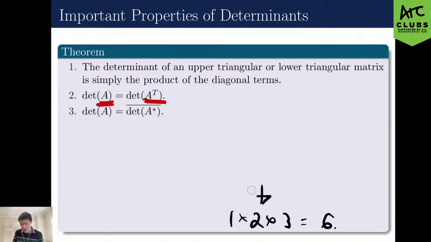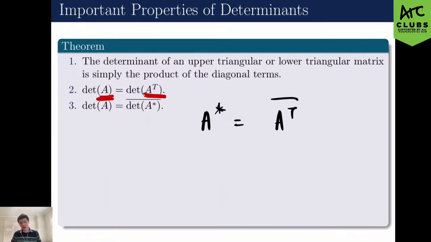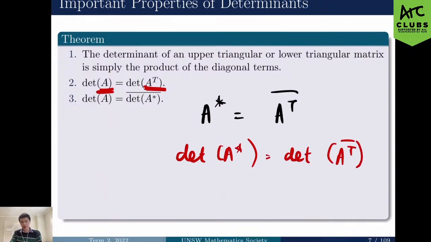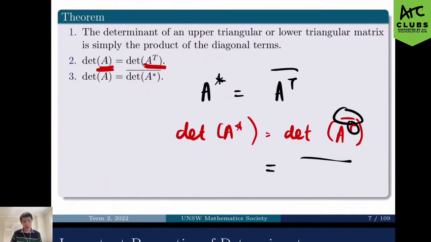The third one over here, if you recall this notation, I'll just remind you from last time. This is the adjoint of A, which is equal to the conjugate transpose of A. And it makes sense that if you take the conjugate transpose, well, we already know that the transpose does nothing to the determinant. So really all we're doing is just taking the conjugate of every term. So it makes sense that if you get the adjoint of a matrix, the determinant is conjugated too.